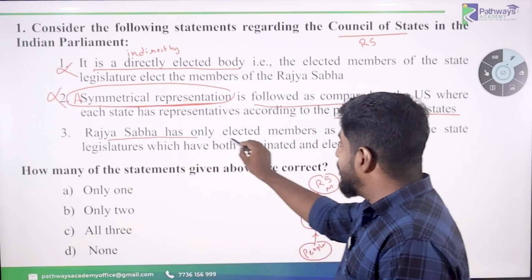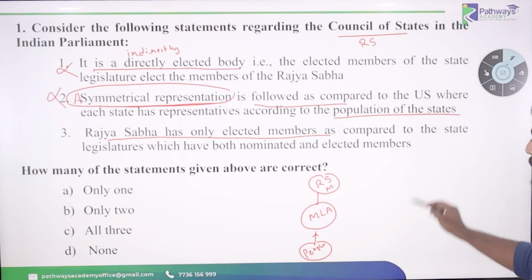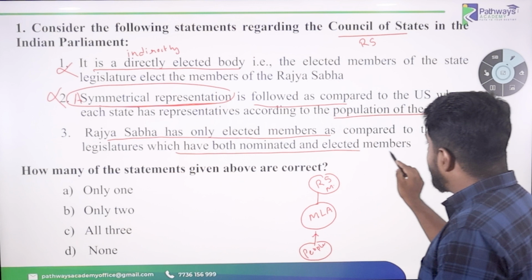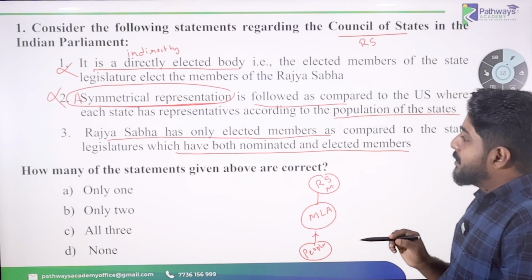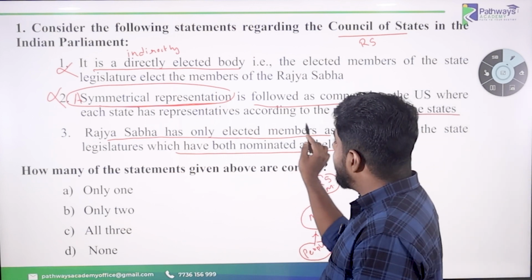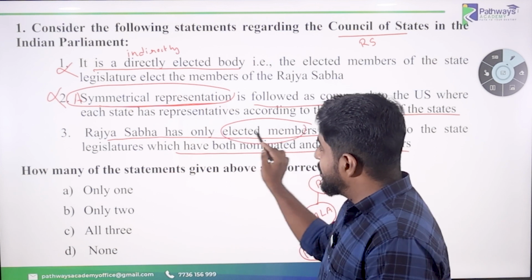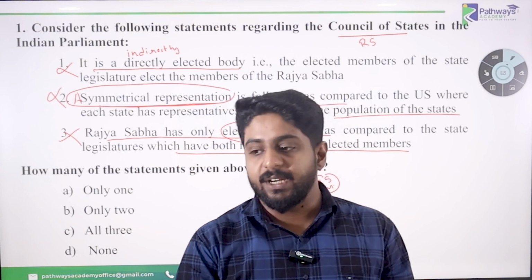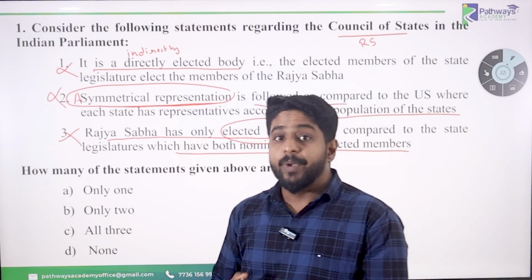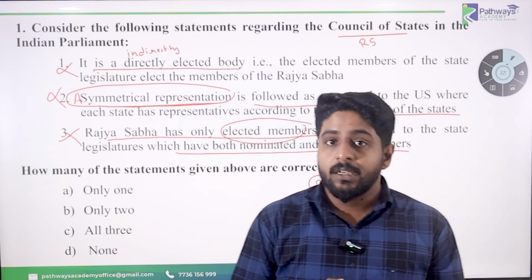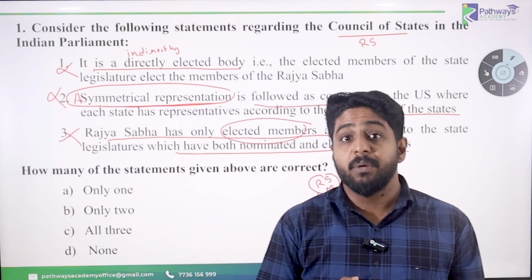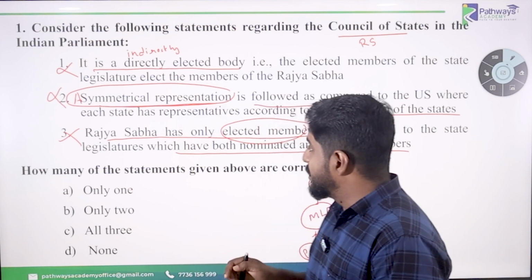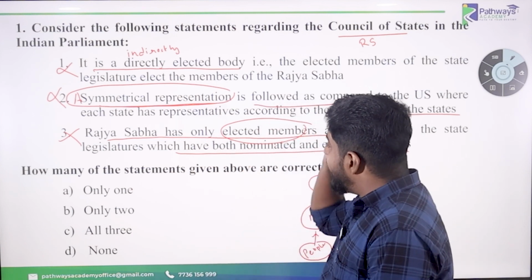Very good. The third statement: Rajya Sabha has only elected members as compared to the state legislatures, which have both nominated and elected members. Sir, Rajya Sabha has only elected members? No, the statement is wrong, my dear friends. Just take the example of the music director Ilayaraja, P.T. Usha, isn't it? Sachin Tendulkar was also a member of Rajya Sabha. They were actually nominated members, not elected members.